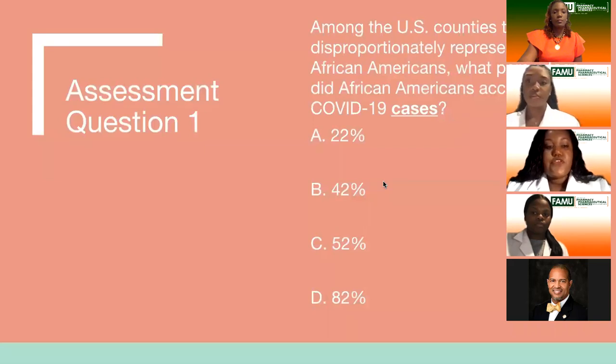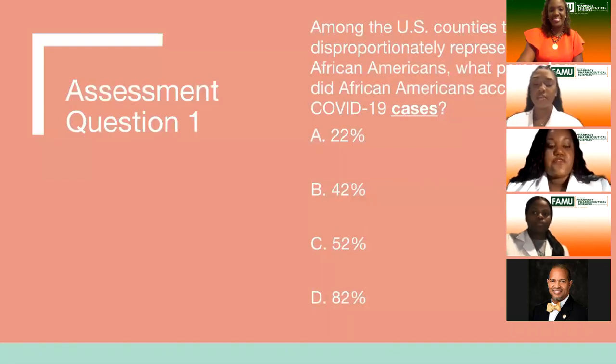So the first question is, among the U.S. counties that are disproportionately represented by African Americans, what percentage did African Americans account for COVID-19 cases? And if you can, please type your answer in the chat box. Is it A, 22%, B, 42%, C, 52%, or D, 82%? You will have about 10 seconds to place your answer in the box.